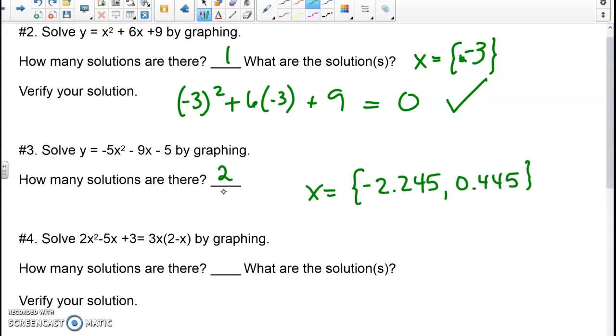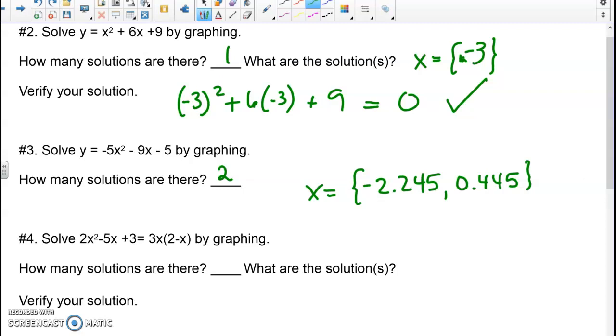Hopefully you got 2 solutions, and when I put my mouse right on top of those x-intercepts in Desmos, it said that x was equal to -2.245 as well as 0.445.